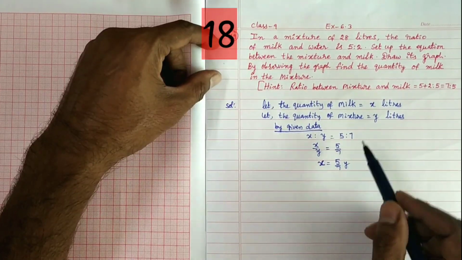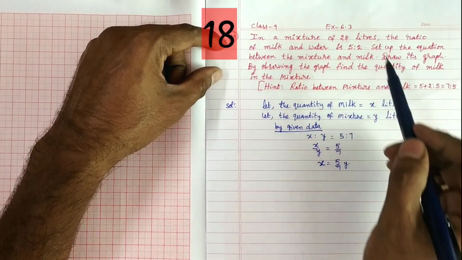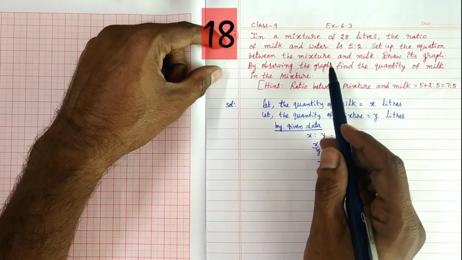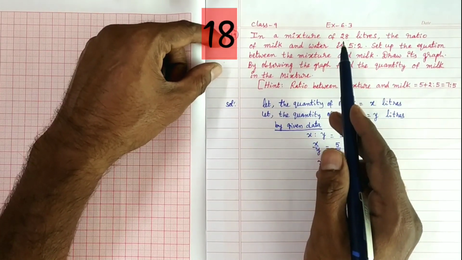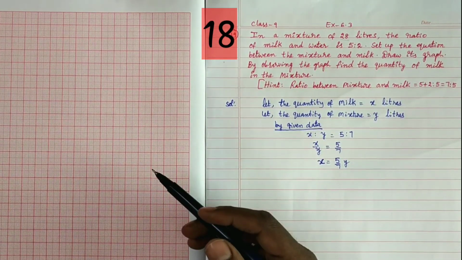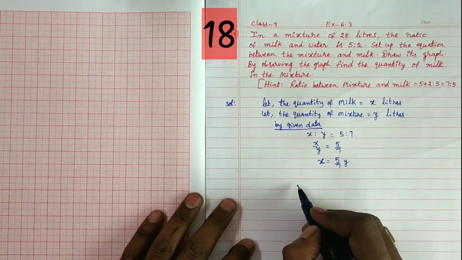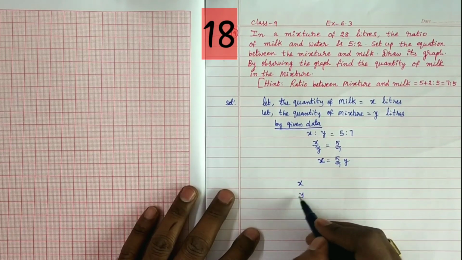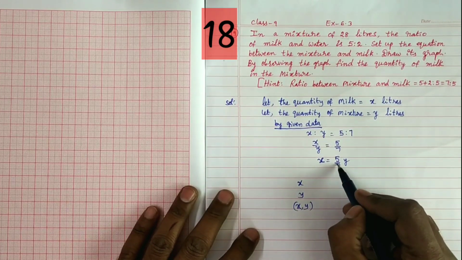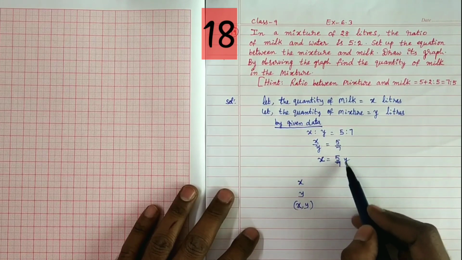So to get the points, in a mixture of 28 liters, find the quantity of milk in the mixture. So this is the given question. So 28 liters means it is better to take on x-axis, y-axis 1 centimeter as 2 units and the points x comma y.